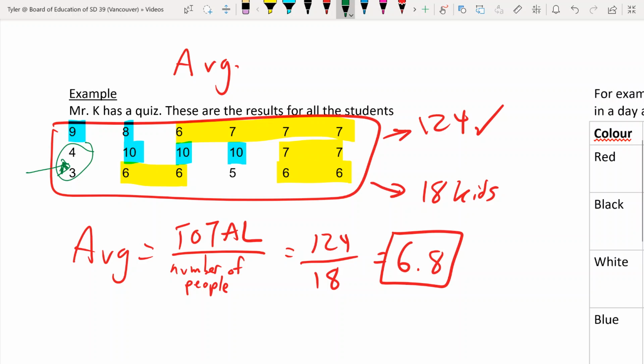That's why we do average, so we can find out where that middle is and use it to make appropriate guesses. My guess is if there was an absent kid, just say there was one kid who didn't write the test. If I had to guess what that kid would get when they write the test, I would guess something around 6.8, maybe like 6 or 7, because that's where the normal kids fell in the class.